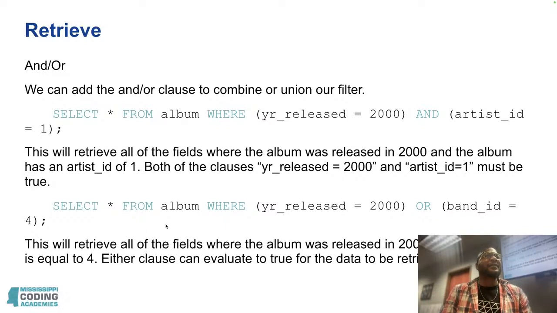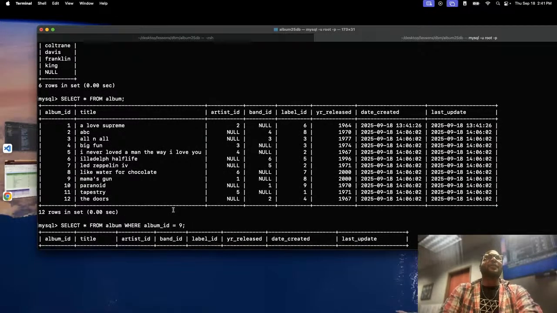So here, let's try this out. If I say select all from album where year released is 2000 or band ID is equal to 4, what is it going to return? Select all from album where year released is 2000 or band ID is 4. What is that going to return? Correct. ABC, Like Water for Chocolate and Mama's Gun.